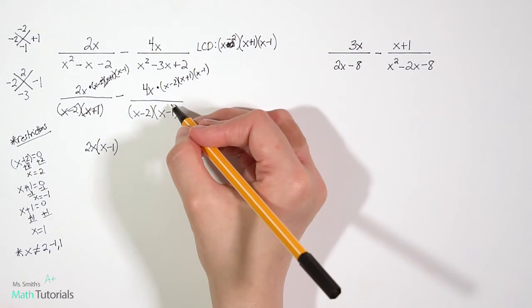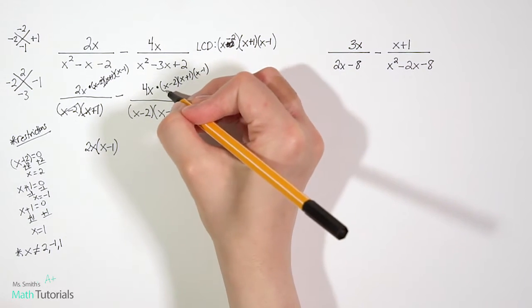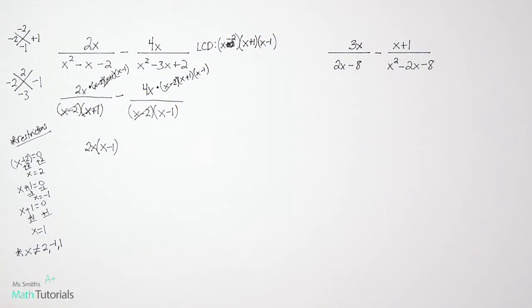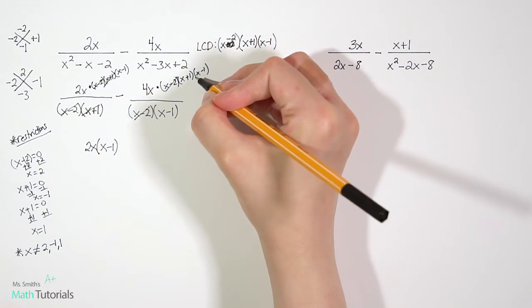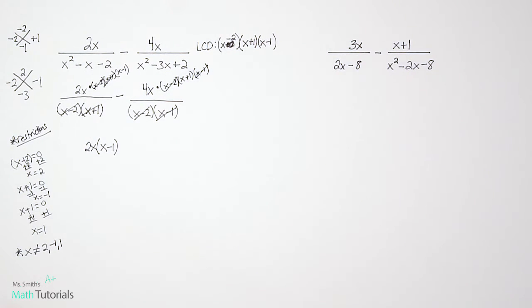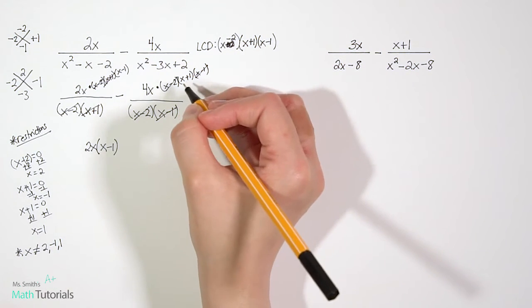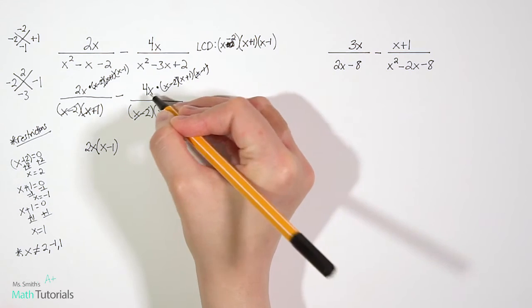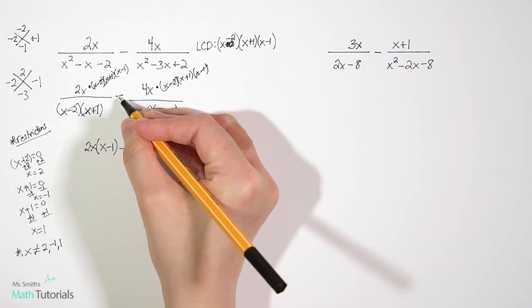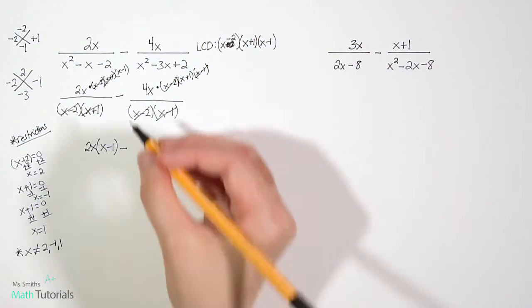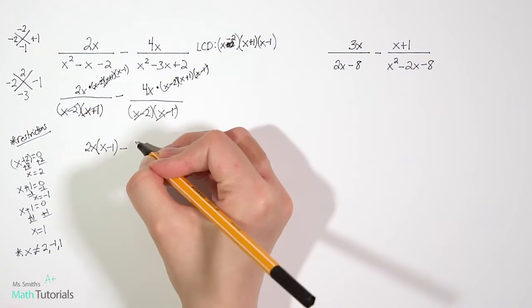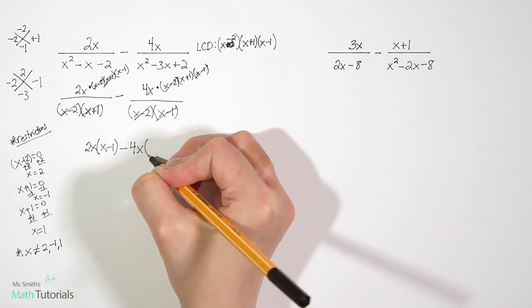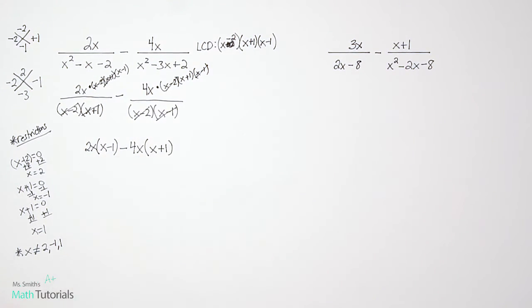Now over here, let's see what we can cancel. These both have an x minus 2, so that can go. And they both have an x minus 1, so those two can go. But we still have an x plus 1. So let's rewrite that. So we have a negative, don't forget that negative, that can be so easy to forget, a negative 4x times x plus 1.